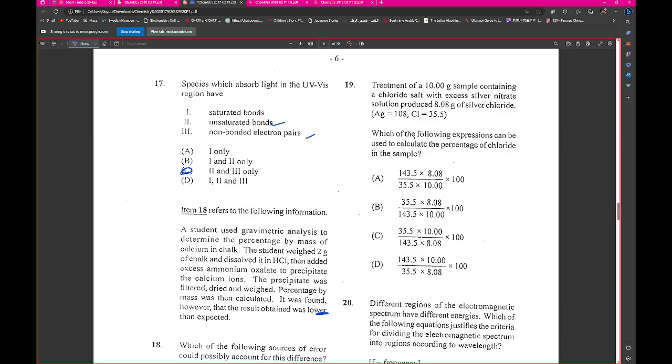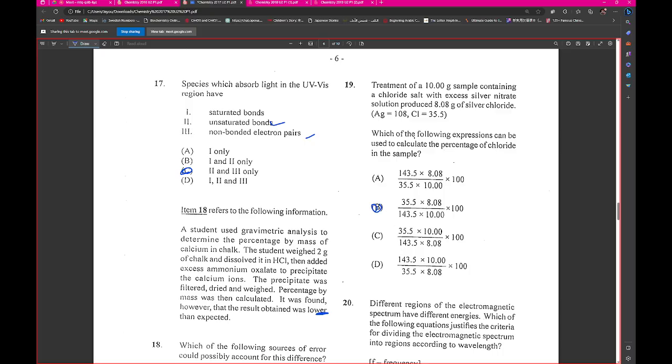What did we do? Yes, for this one, 19. So we're going to have the mass of the chlorine divided by the molar mass of the compound times the mass of the silver chloride produced, divided by the mass of the sample itself, right? And when we times it by 100, we should be able to get the percentage of chloride ions, right?